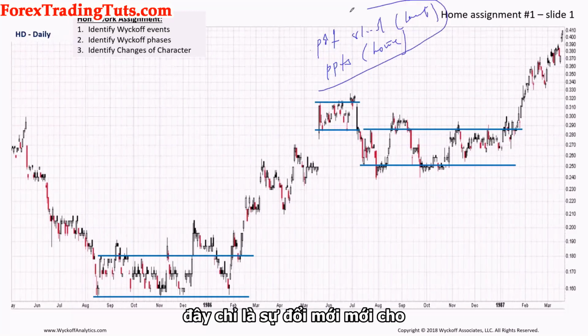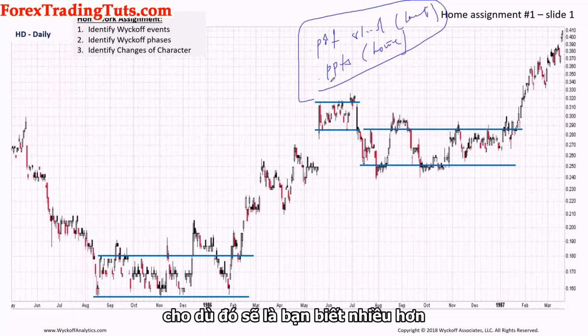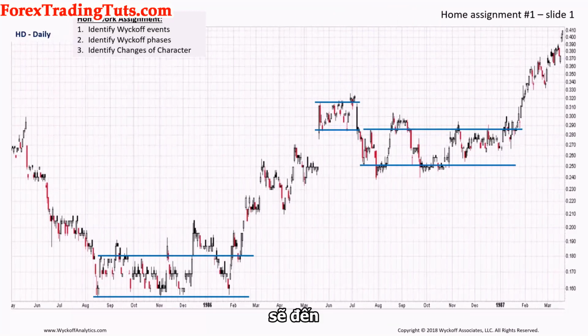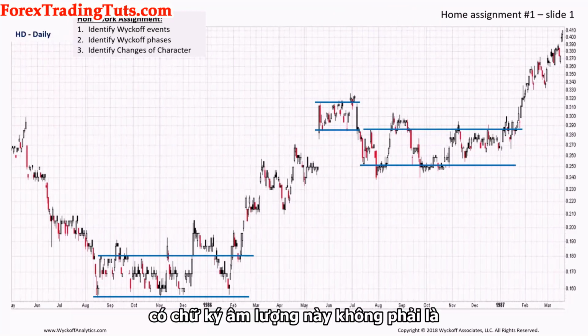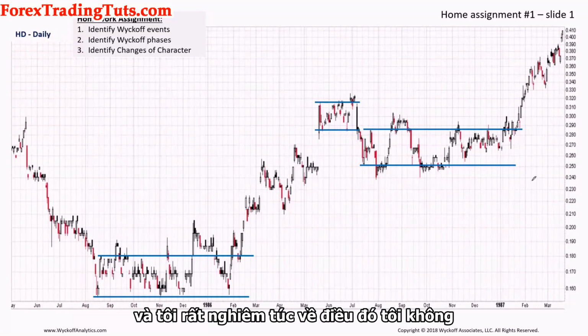This is just the new innovation for the course that I'm going to try this cycle and see whether it's going to be more successful. Please note that I don't have the volume signature here, so not all of the charts are going to have the volume signature. This is not necessary at this point of time. And I'm very serious about that. I don't want your minds to be distracted by additional information.